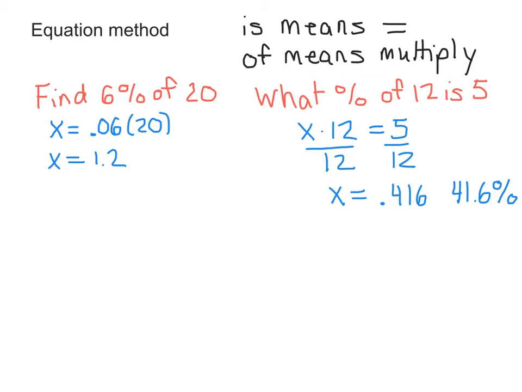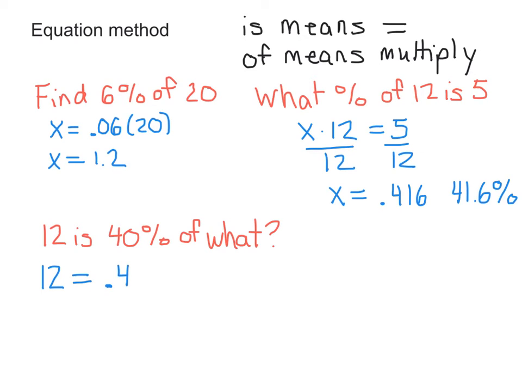And let's do one more. So we have 12 is 40% of what? So I'm going to write 12 is means equals 40% as a decimal is 0.40. Of means multiply, so times x. To get x by itself, we want to divide both sides by 0.40. Remember to show your work. If you do that, you're going to get x is equal to 30.